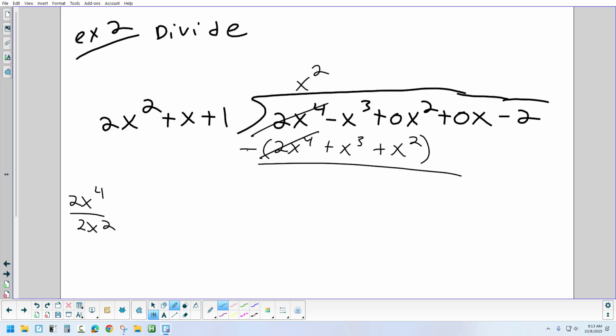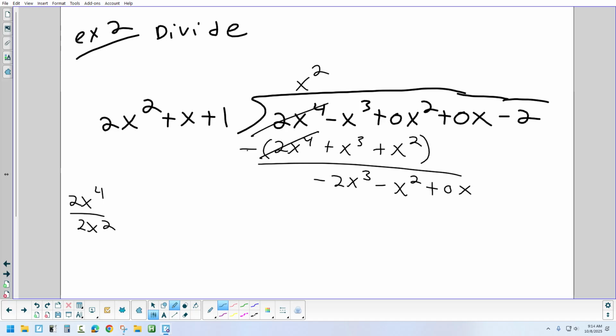Just cancel out. Not unless it was negative x cubed plus x cubed. We have negative x cubed minus x cubed. Negative 2x cubed. And what's 0x squared minus x squared? Negative 1x squared. And you can bring down the next term. It's just a placeholder. There's nothing there. 0x.